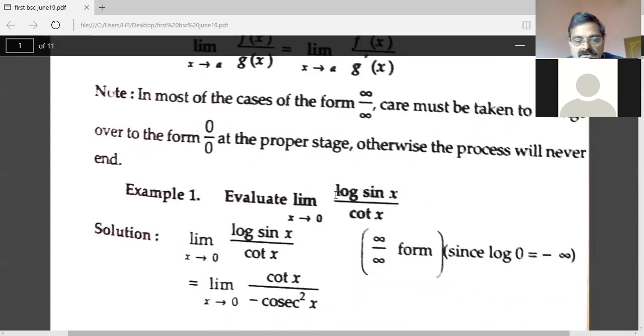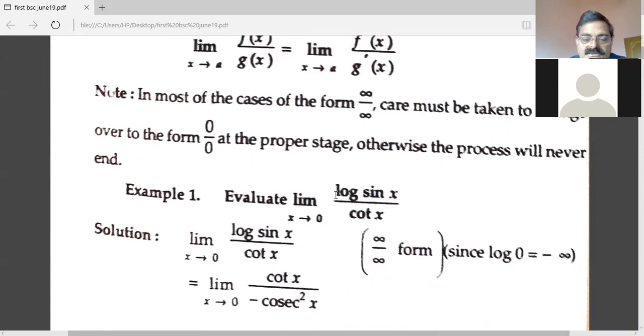Let us take one problem. Evaluate limit of log of sin x by cot x as x tends to 0. Here first you have to substitute the limit and check whether it is of the form infinity by infinity. If you put x equals 0, sin 0 is 0. Log 0 is what? Remember, log 0 is minus infinity, or actually you can call that infinity. And cot 0 is infinity because it is 1 by tan 0, which is 1 by 0, which is infinity. So numerator is infinity, denominator is also infinity.